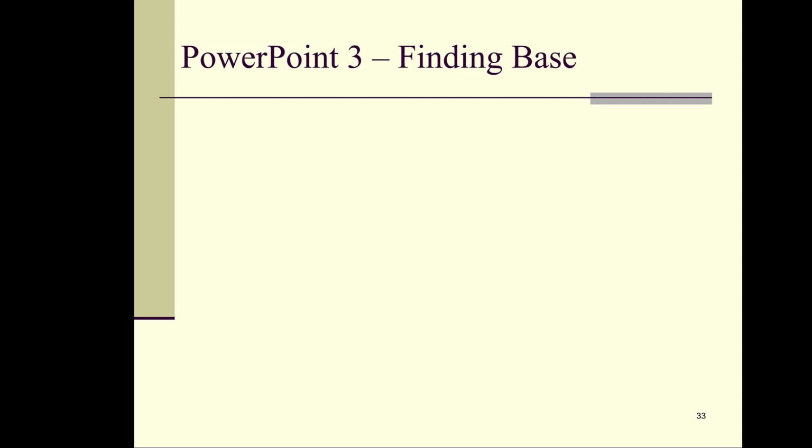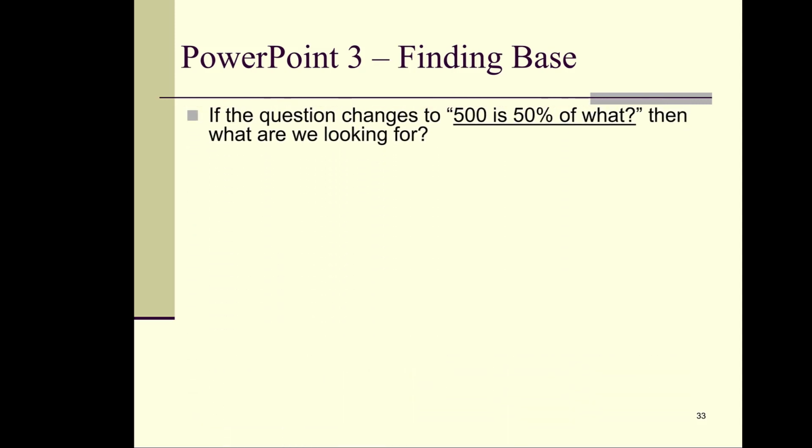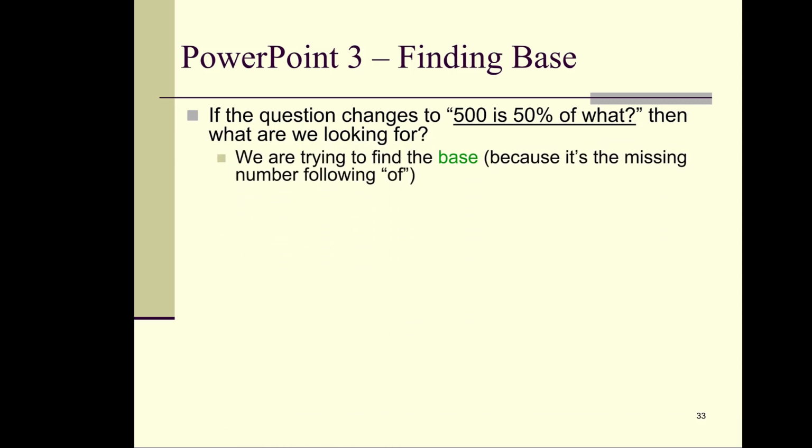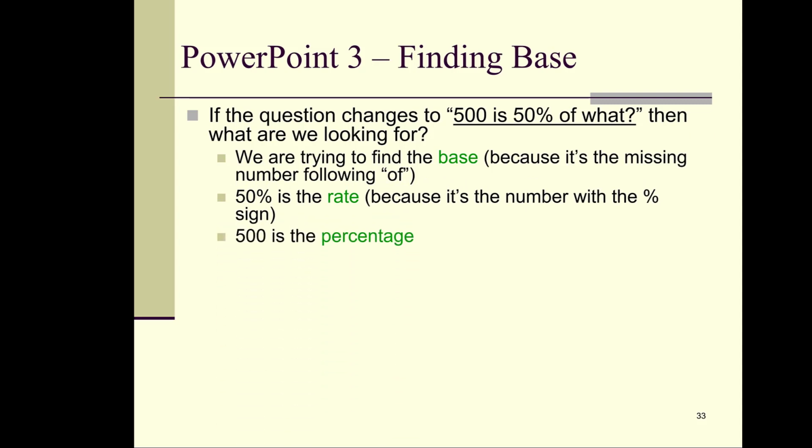Now let's look at the third scenario, finding base. We'll start with a familiar question, but let's say the question is changed. It's now: 500 is 50% of what? So what are we looking for? Remember, base follows the word "of," and the question is 500 is 50% of what? So base is what we're trying to find. That's the missing variable. 50% is the rate because it's the number with a percent sign, and 500 must be the percentage.